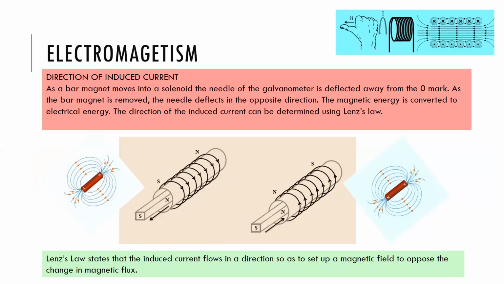And then we said that by using Lenz's law, and by using the right-hand thumb rule, we can find the direction of induced current. And then what happens is that Lenz's law states that the induced current flows in a direction so as to set up a magnetic field to make up an electromagnet, that field that opposes the change in magnetic flux.